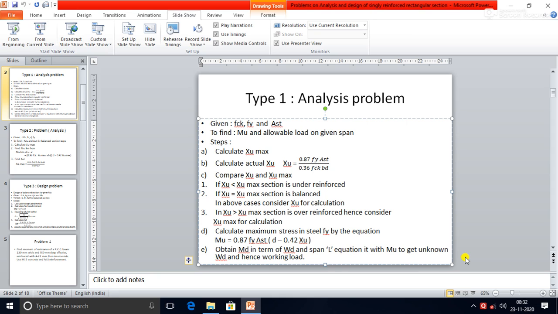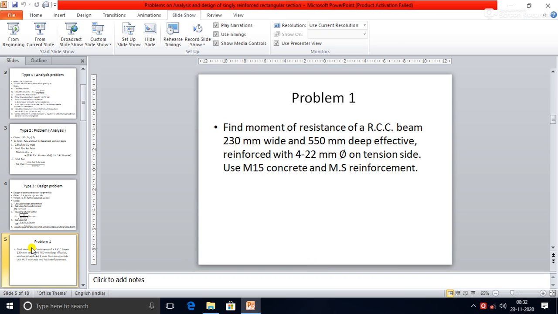Then next, problem 1, depending on the first type. Find the moment of resistance of an RCC beam 230 mm wide and 550 mm deep, effective depth is given, reinforced with 4 bars of 22 mm diameter on the tension side. Use M15 concrete and MS reinforcement. MS means mild steel reinforcement, that is Fe250 steel grade.